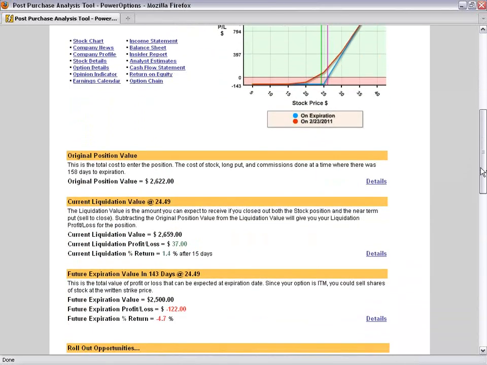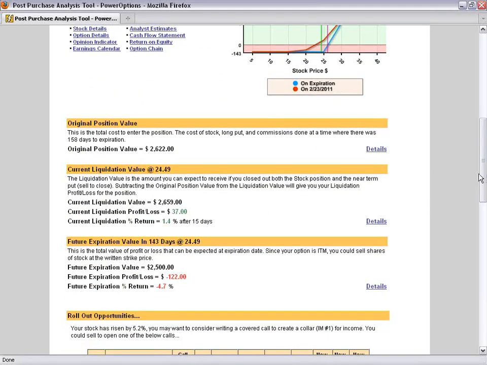Now, the first thing I always evaluate, whether the stock has moved up, Mark, or moved down, is this first part. Before even looking at the rollout opportunities, I need to know where I stand right now. If I shut down everything, if I sold to close my put option and sold to close the stock, what is my current liquidation value? Right now we see we're at 1.4% for 15 days.